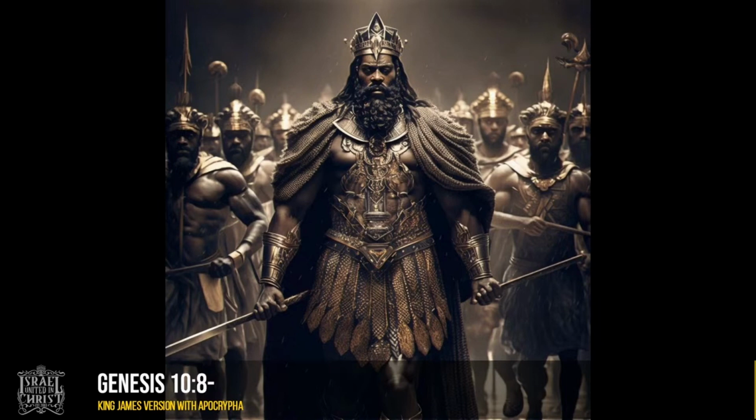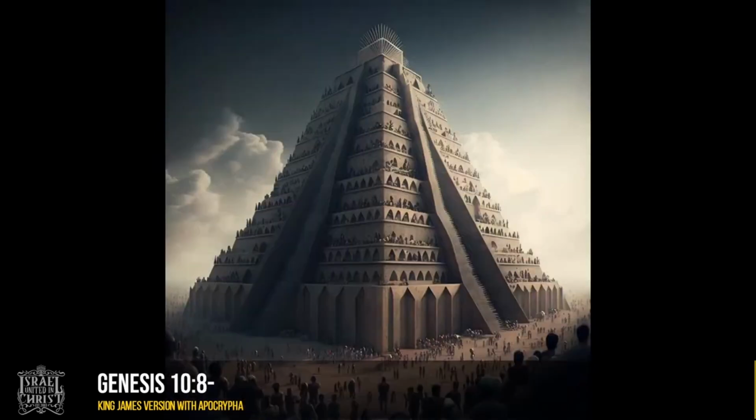Read verse 10 again. And the beginning of his kingdom was Babel. That's where Babylon comes from. And Erech, and Akkad, and Calneh, in the land of Shinar. All of this is taking place over in modern day Iraq. Verse 11, out of that land went forth Ashur. So now, give me the next image when they built this tower. Get me that in Genesis 11.